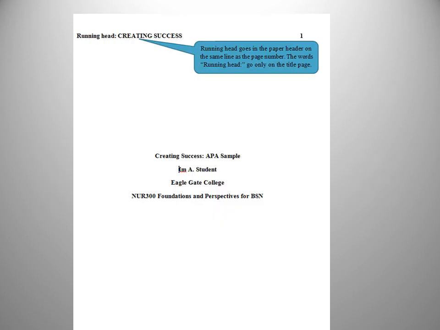Here's an example. And it does have the words running head and then a colon, and then the first couple words of your paper in all capitals. And you see that's across from the page number. So if the title of this paper that was written was Creating Success APA Sample, then we just took the first 2 words and that became the running head. And this Creating Success is going to appear on all of our pages. That's why it's a running head. It's going to run throughout as a header.